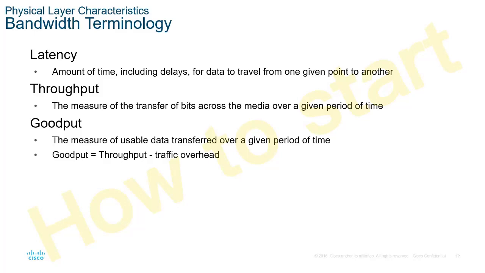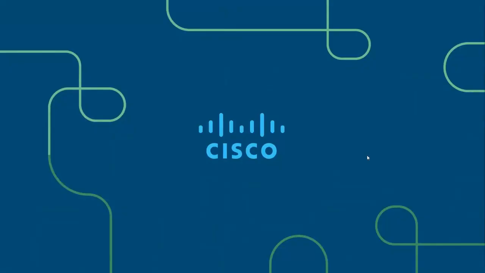So now that we have some basic understanding of how we measure, how we have basic characteristics of the different medias, let's talk about what those medias are. Again, there are three main types: copper, fiber, and wireless. And that is this chapter in a nutshell.